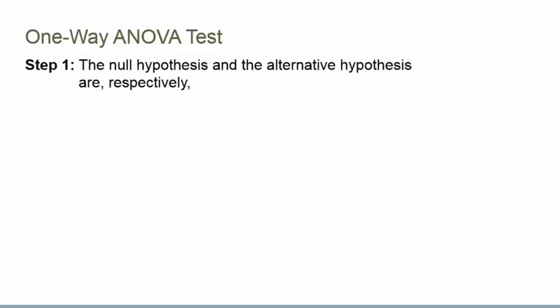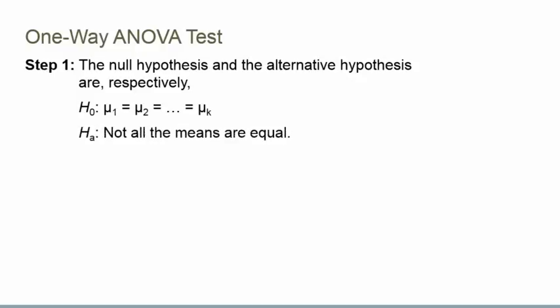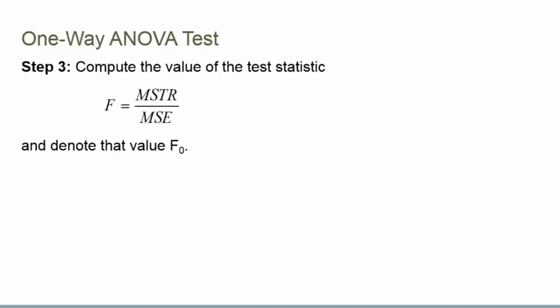One-way ANOVA test. Step 1. The null hypothesis and the alternative hypothesis are, respectively, H sub 0: mu sub 1 equals mu sub 2 equals ... equals mu sub k. H sub a: not all the means are equal. Step 2. Decide on the significance level alpha. Step 3. Compute the value of the test statistic F equals MSTR divided by MSE and denote that value F sub 0.